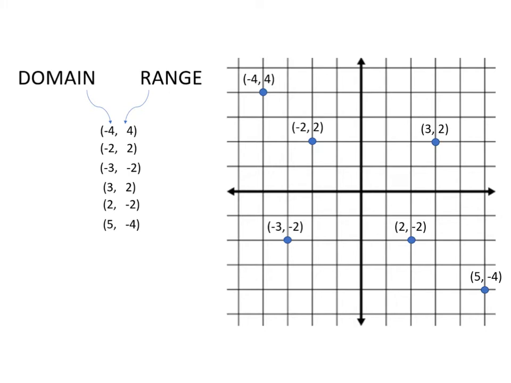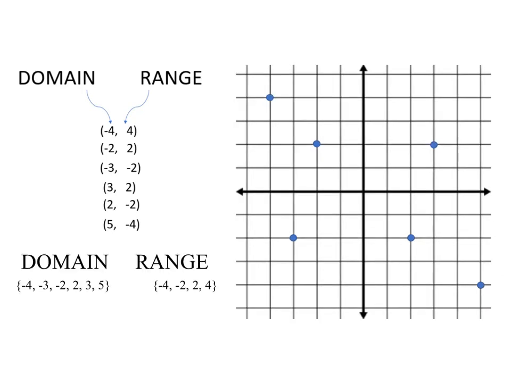Here I have rewritten all of the ordered pairs, and I'm showing you with the arrows that the first number of each ordered pair is just in the list called domain, and the second number is in the list called range. When you write your numbers in the domain list and the range list, a lot of times we put them in little curly brackets like this. And when we do, we put them in order from the smallest number that showed up in the list to the largest number that showed up in the list. And so for my domain, I have -4, -3, -2, 2, 3, and 5.